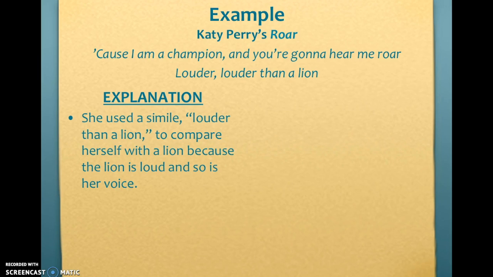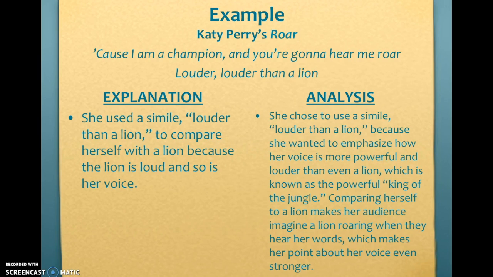However, we want you to be able to analyze Katy Perry's simile in this song. So an analysis might look something like this. She chose to use a simile, louder than a lion, because she wanted to emphasize how her voice is more powerful and louder than even a lion, which is known as the powerful king of the jungle. Comparing herself to a lion makes her audience imagine a lion roaring when they hear her words, which makes her point about her voice even stronger.